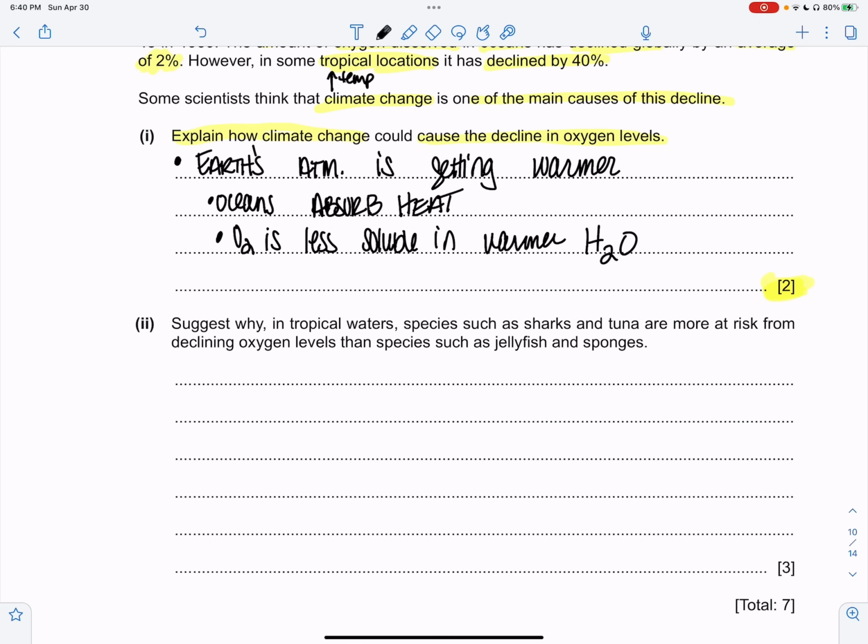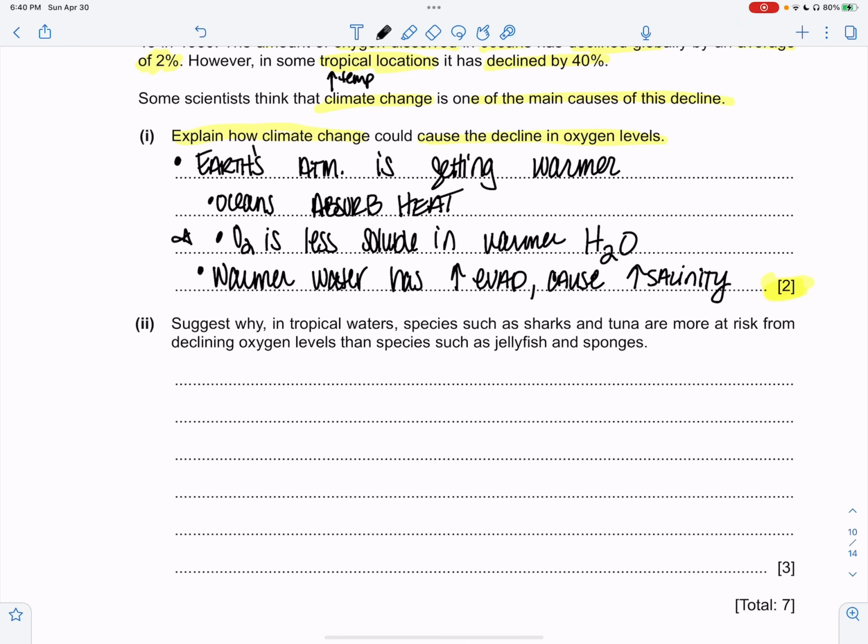Additionally, we could say that warmer water has more evaporation, which would cause an increase in salinity. And then with that, going back to this mark right here, oxygen is less soluble in warm water. Also, it's less soluble in high salinity. Those all go together.